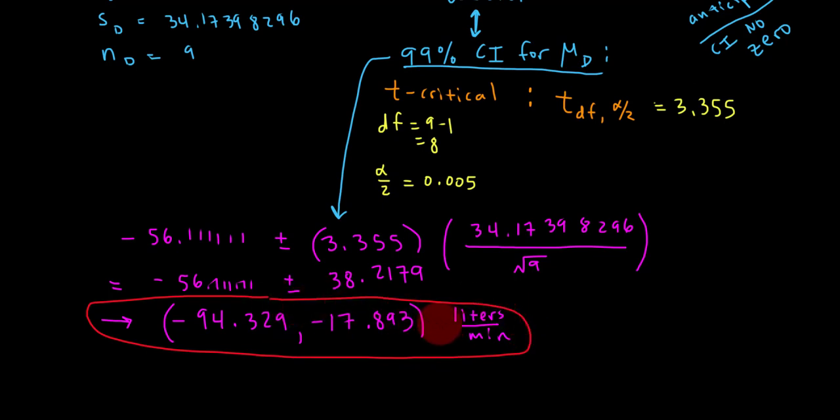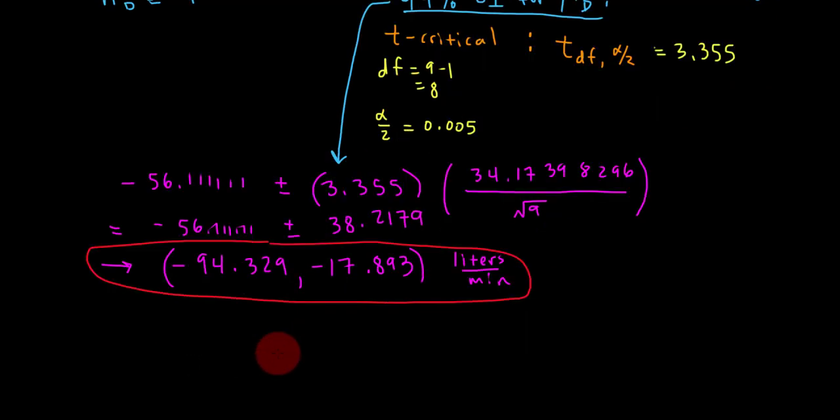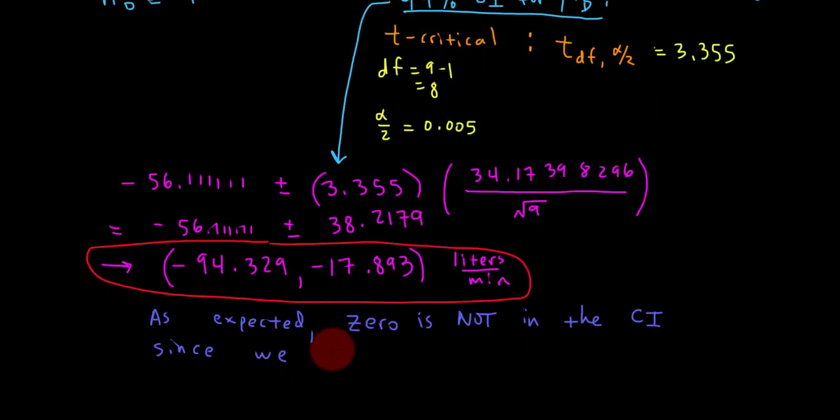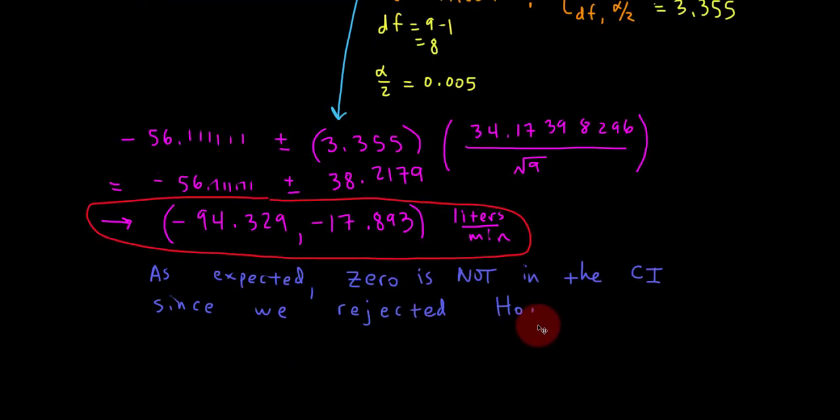And as expected, we have a negative 94-ish to a negative 17. As expected, this confidence interval does not include 0. Since 0 is not in the interval, that is as expected because in our previous video, we rejected the null hypothesis. So that's pretty cool.